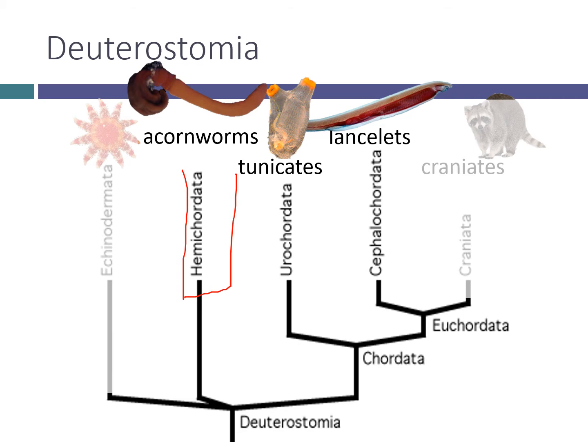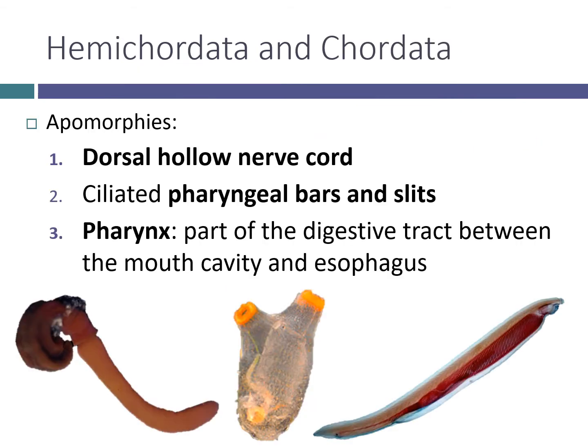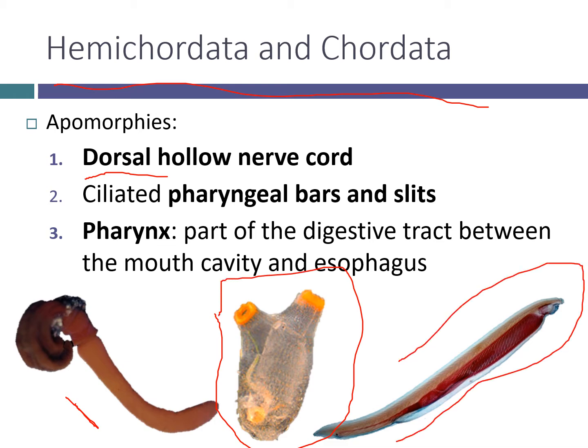All right, so moving on with them, what you need to know is that for the hemichordates and the chordates together, they have a dorsal hollow nerve cord, right? They've got ciliated pharyngeal bars and slits, and they have a pharynx, which is part of the digestive tract between the mouth cavity and the esophagus. So we've got acorn worms, we have got tunicates here, also known as sea squirts, and we've got lancelets, all right? The Branchiostoma, little lancet things. They're really weird when you look at them.